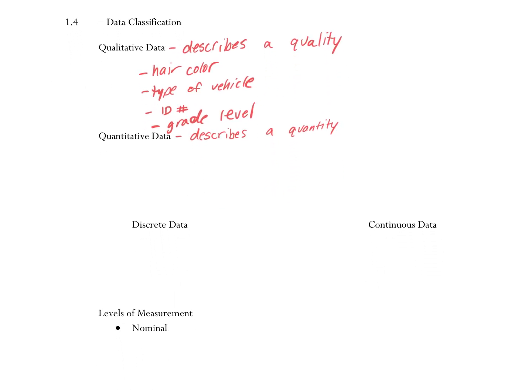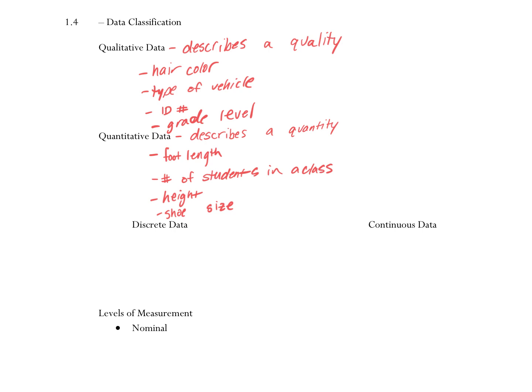Now, quantitative data, we could have the length of your foot. We could have the number of students in a classroom. We could have your height. We could have your shoe size. All of these are ones in which the number describes a quantity about you. Everybody good? Okay.